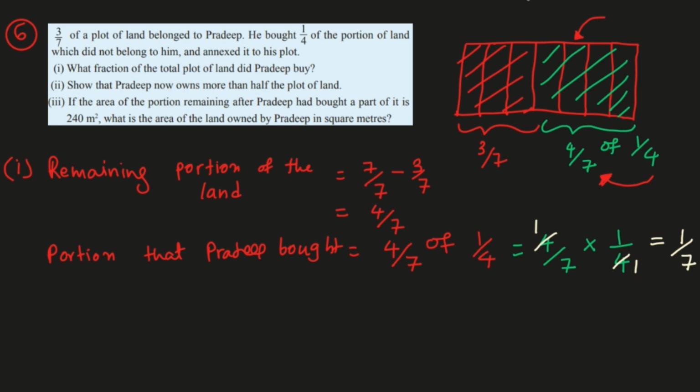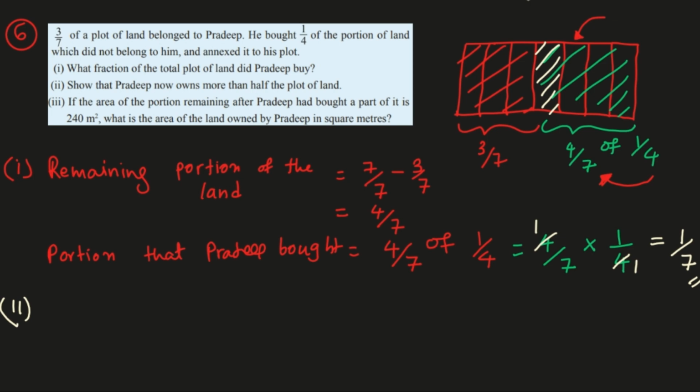So now what happens? The portion that Pradeep had bought, the newly purchased portion, is what? 1 upon 7. So now the answer for the first question: what fraction of the total plot of land did Pradeep buy? It's 1 upon 7. Hope it's clear. Okay, let's go to the second question.